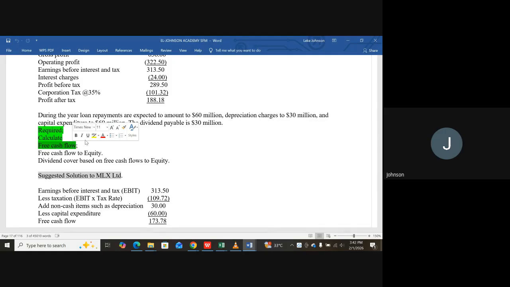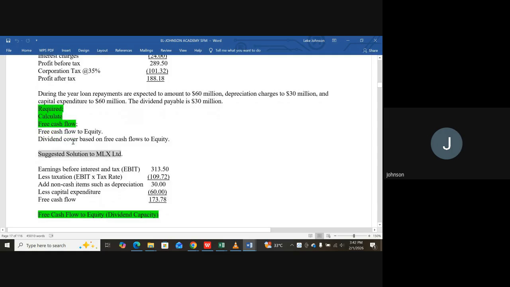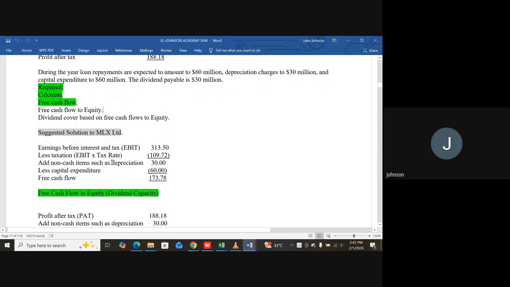So the next thing we want to look at is this. They now say, okay, after you have done that, then you now do the free cash flows to equity, and then do the dividend cover based on the free cash flows to equity holders. So now the suggested solution is here. So let's now look at it together.